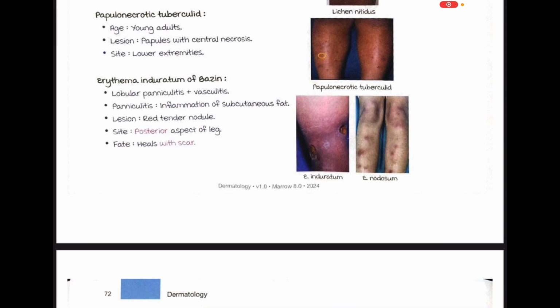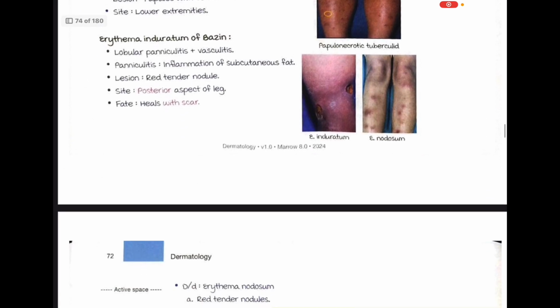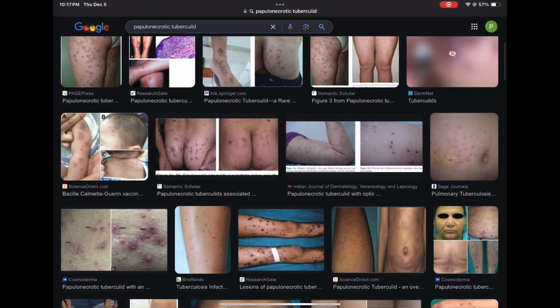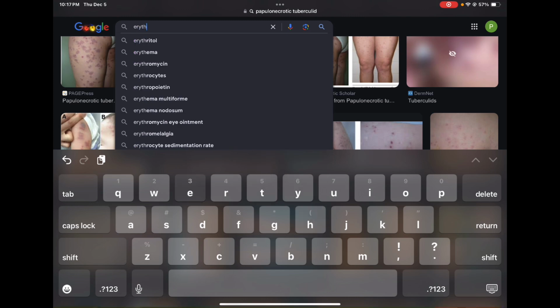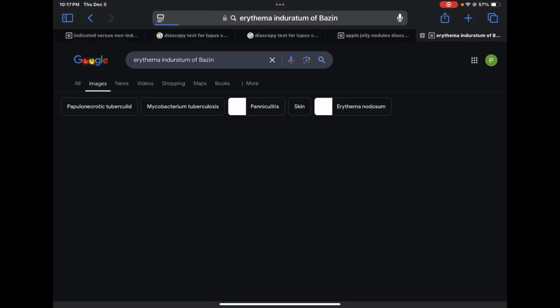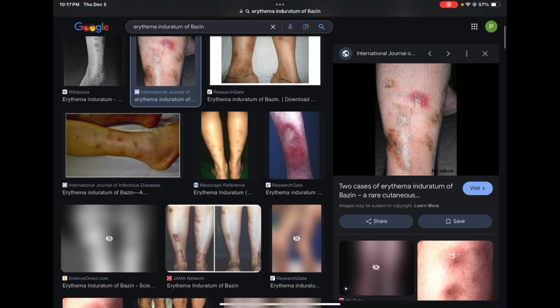Erythema induratum of Bazin. Lobular panniculitis plus vasculitis. Panniculitis means inflammation of subcutaneous fat. Lesion, red tender nodule. Site, posterior aspect of leg. Fate, heals with scar. Erythema induratum of Bazin. Let's see. Erythema induratum of Bazin. Fancy name. This is how it looks like. It's tender.